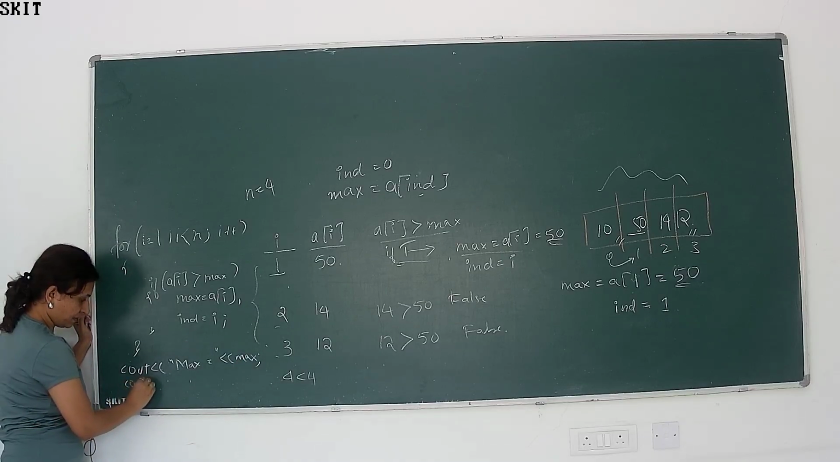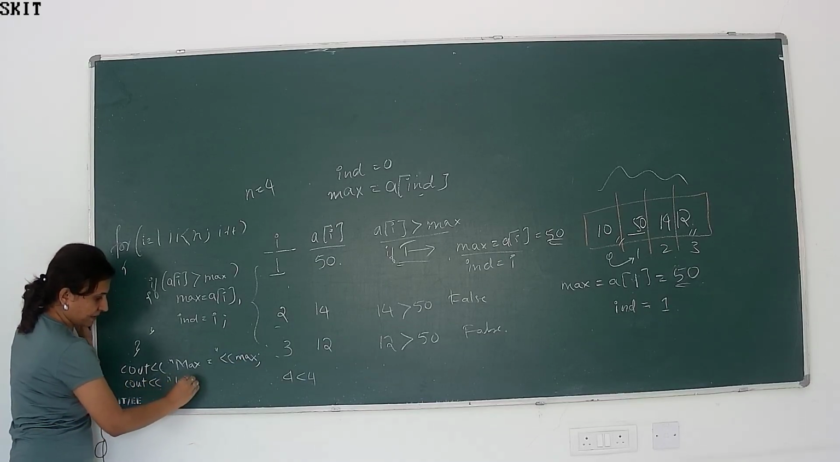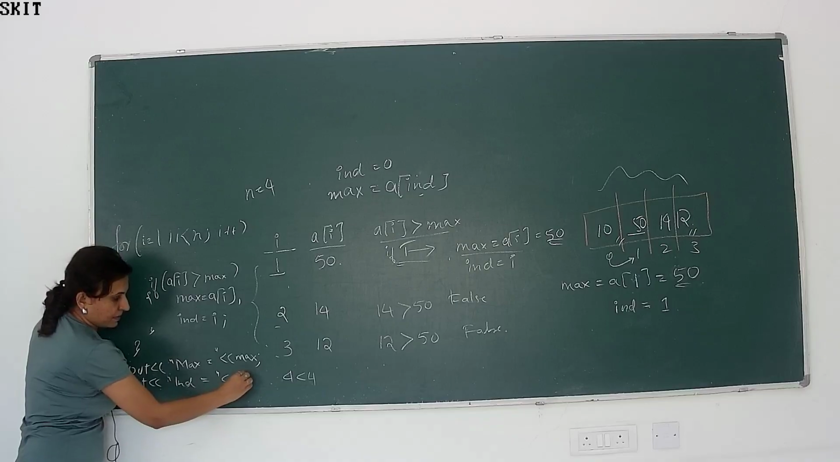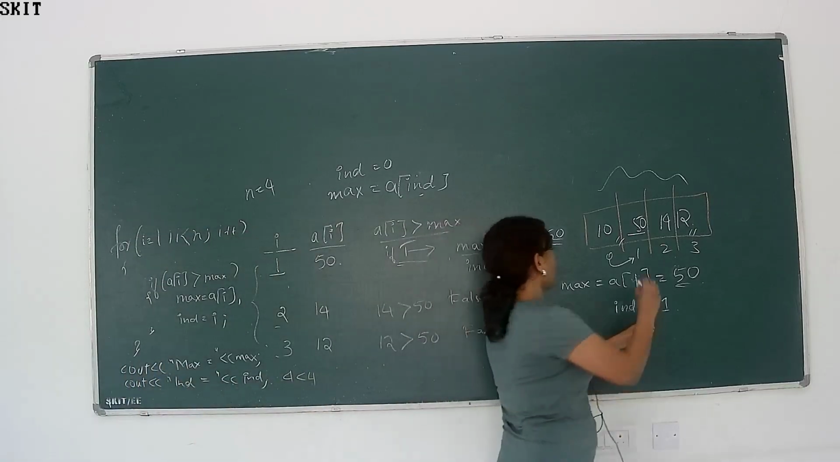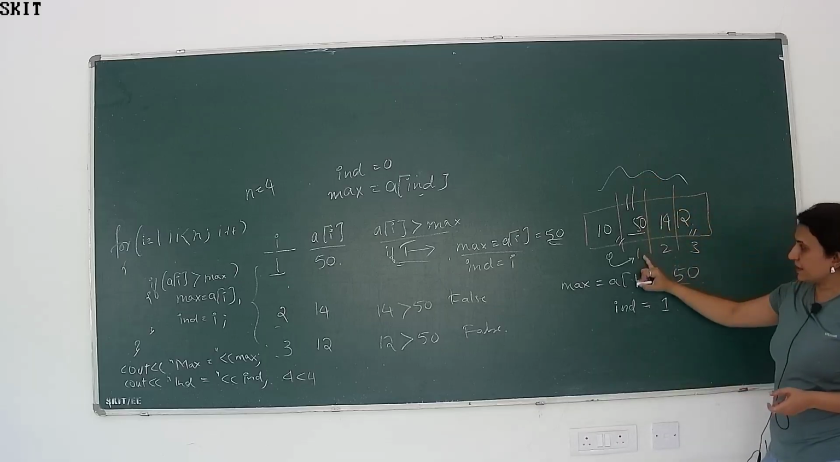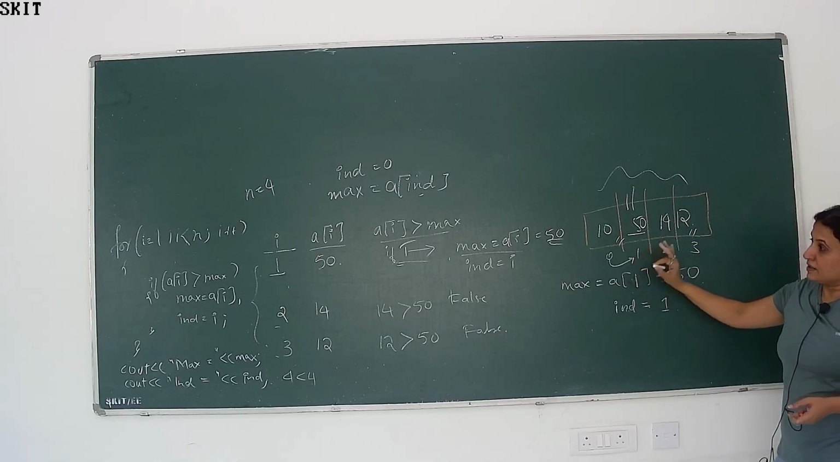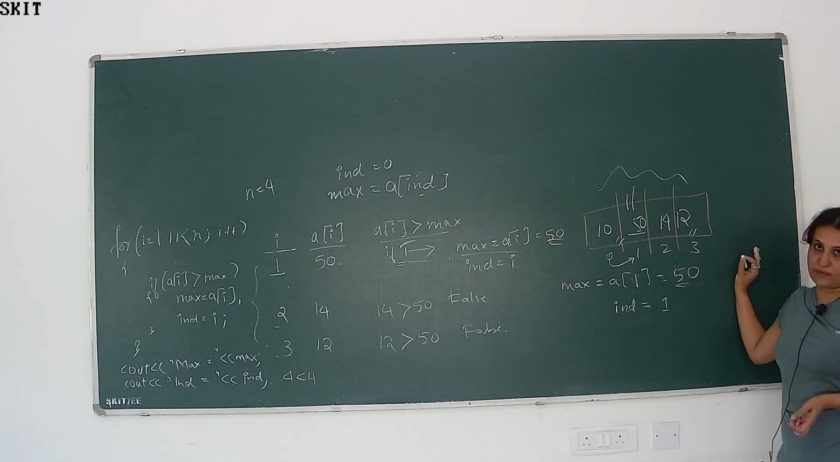cout index equal to index, because the index is what? 1. That means you found maximum element 50 at index 1. This is how you do max of a given element.